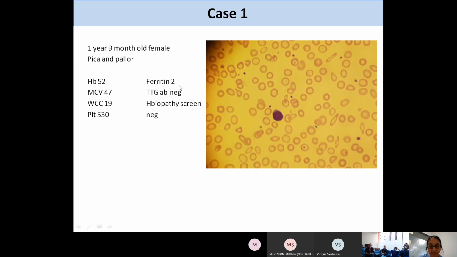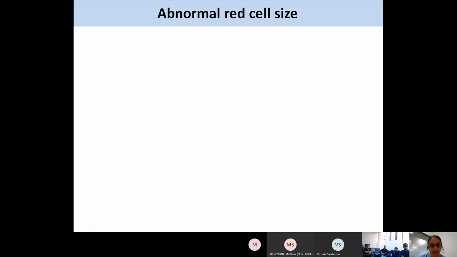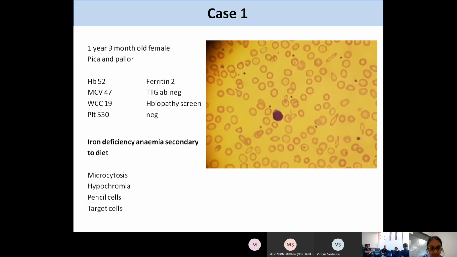So this girl had a ferritin of 2. She had a normal TTG antibody screen, so no evidence of celiac disease, and she had a normal hemoglobinopathy screen. So this girl had the diagnosis of iron deficiency anemia secondary to diet. The typical features of iron deficiency anemia are microcytic hypochromic red cells, so that's these cells here. Pencil cells are very common in iron deficiency, and you can get a degree of target cells as well. Usually there's not a lot of target cells. When you have lots of target cells, that suggests that there's a hemoglobinopathy.